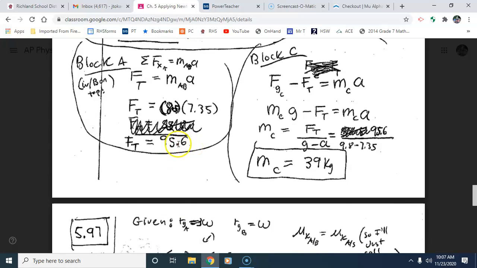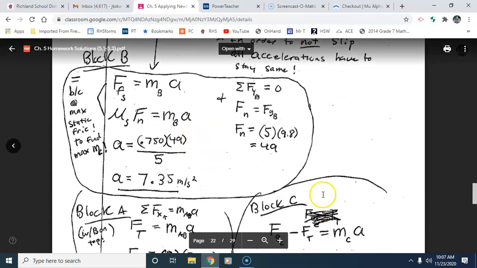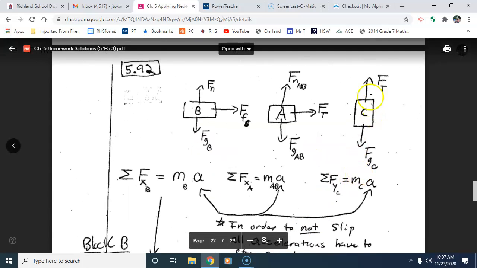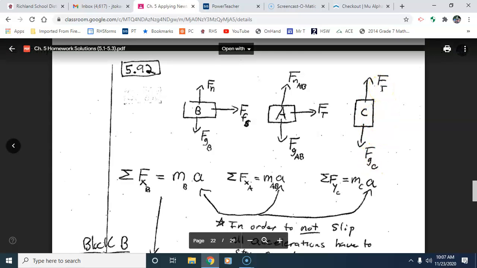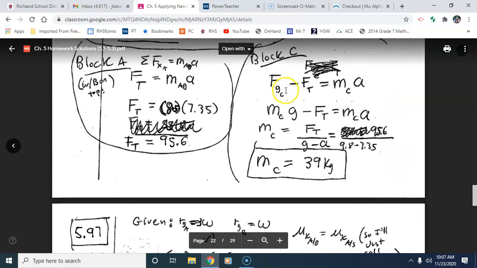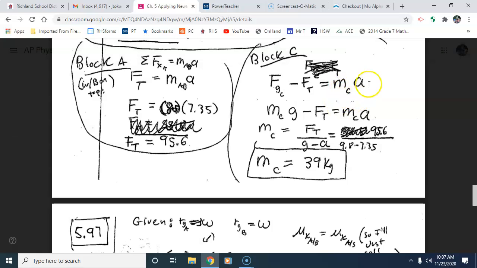Now we go on to block C. The only two forces on block C were the weight of it and the tension on it. And remember, we continue positive around the pulley, so it's the weight minus the tension equals the mass of C times the acceleration, that same old 7.35.